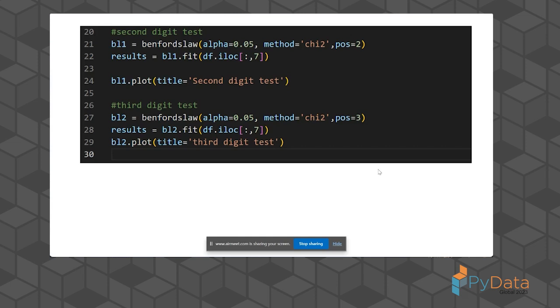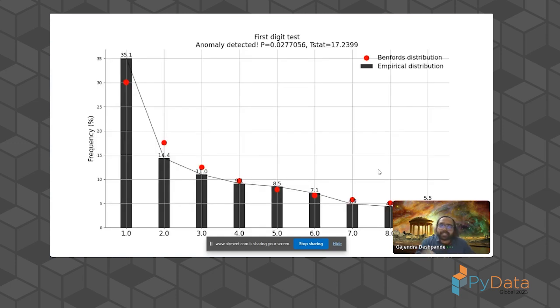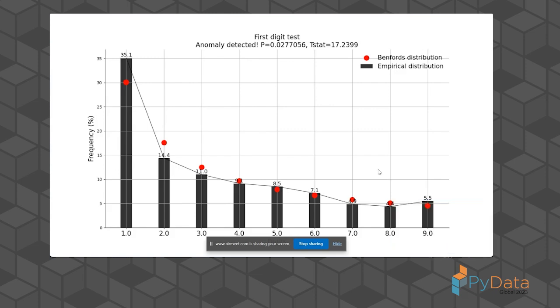Similarly, you can extend the code to the second digit as well as the third digit if you are interested. See here, this is the graph you get. Although it closely resembles the Benford distribution, it is not matching, or it is not within the deviation range. For example, the first case says 35.1%, so there is obviously a deviation. That's why we can say that an anomaly is detected. That means there can be a possible case of money laundering.